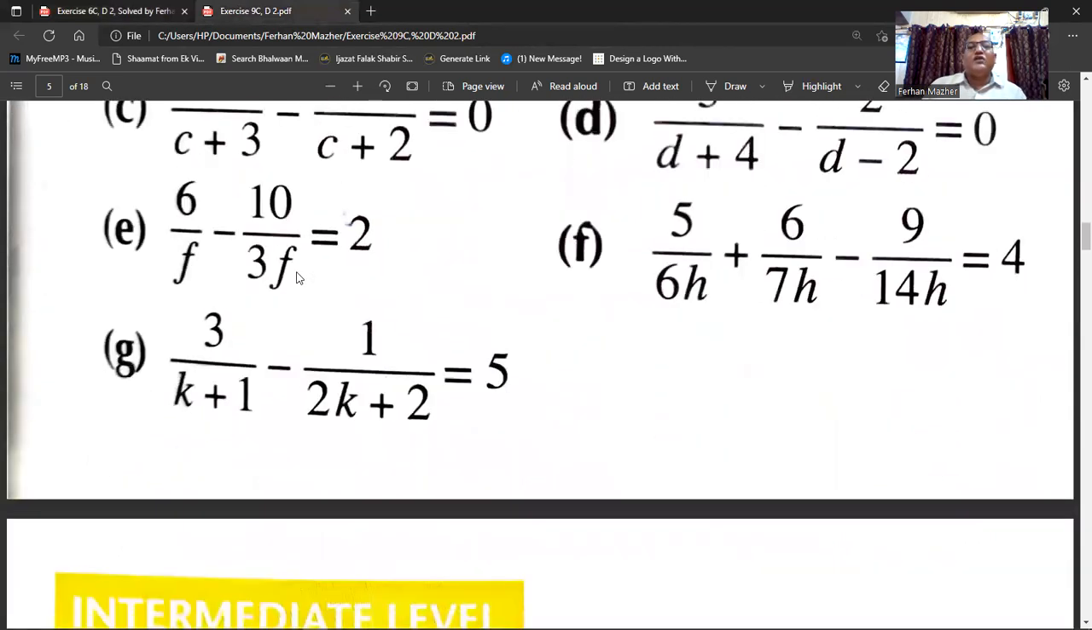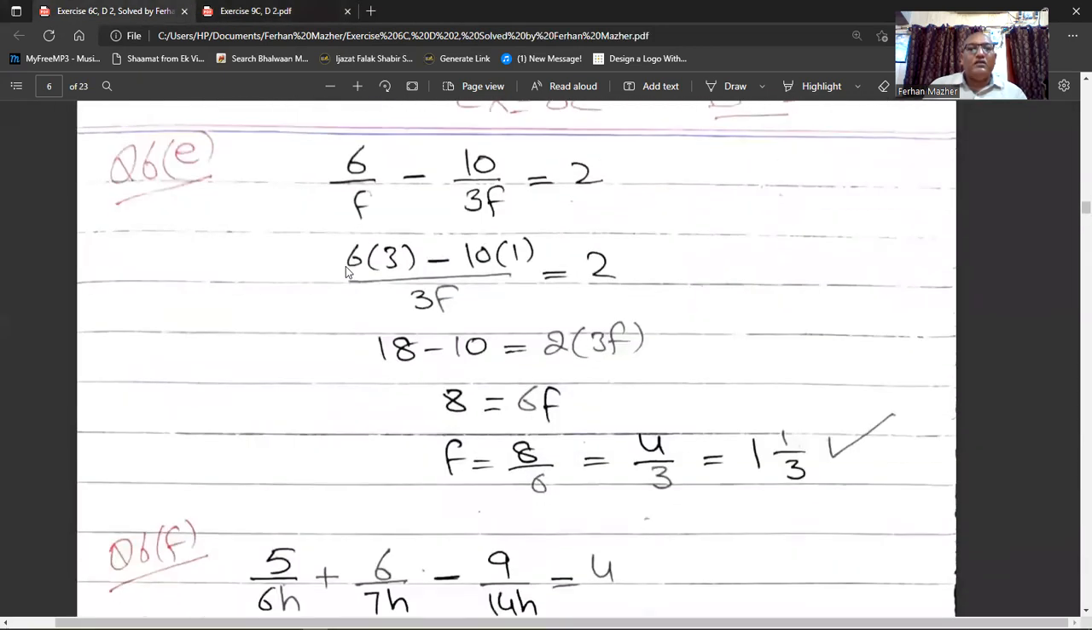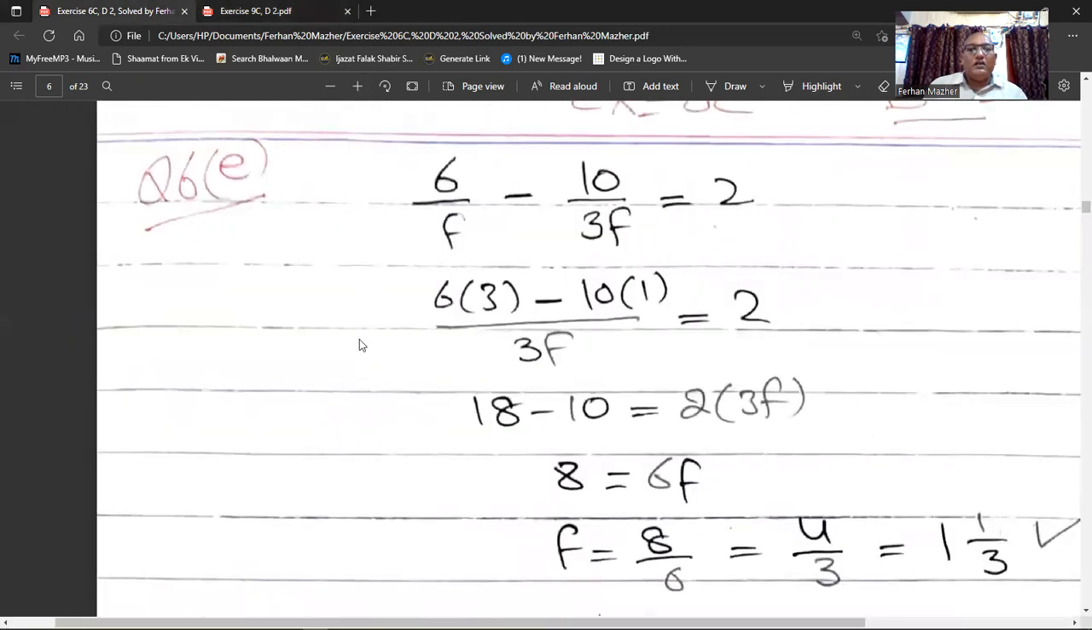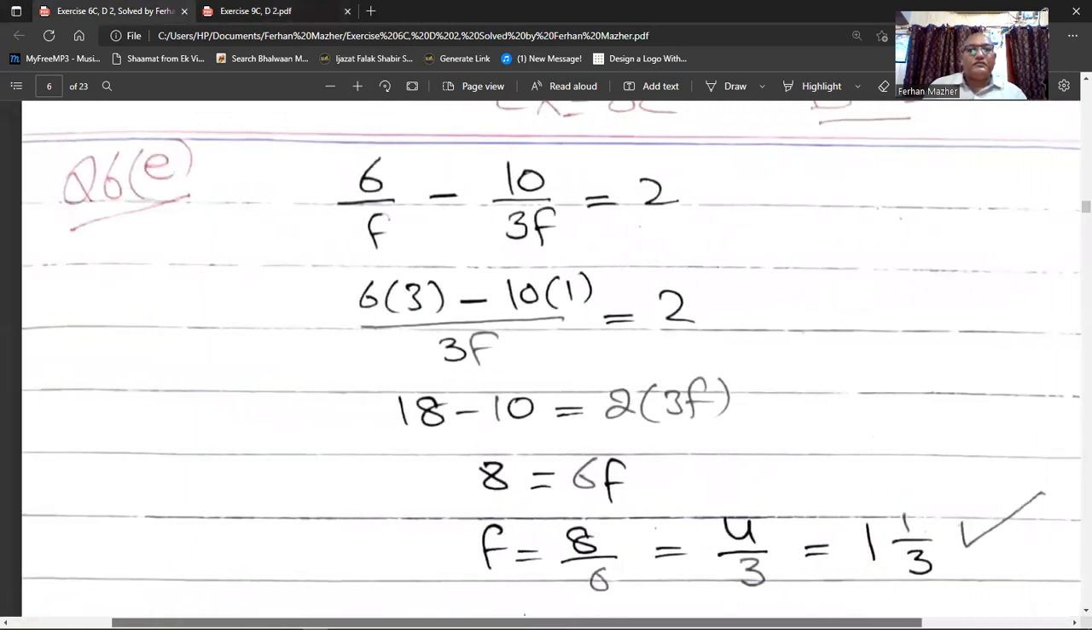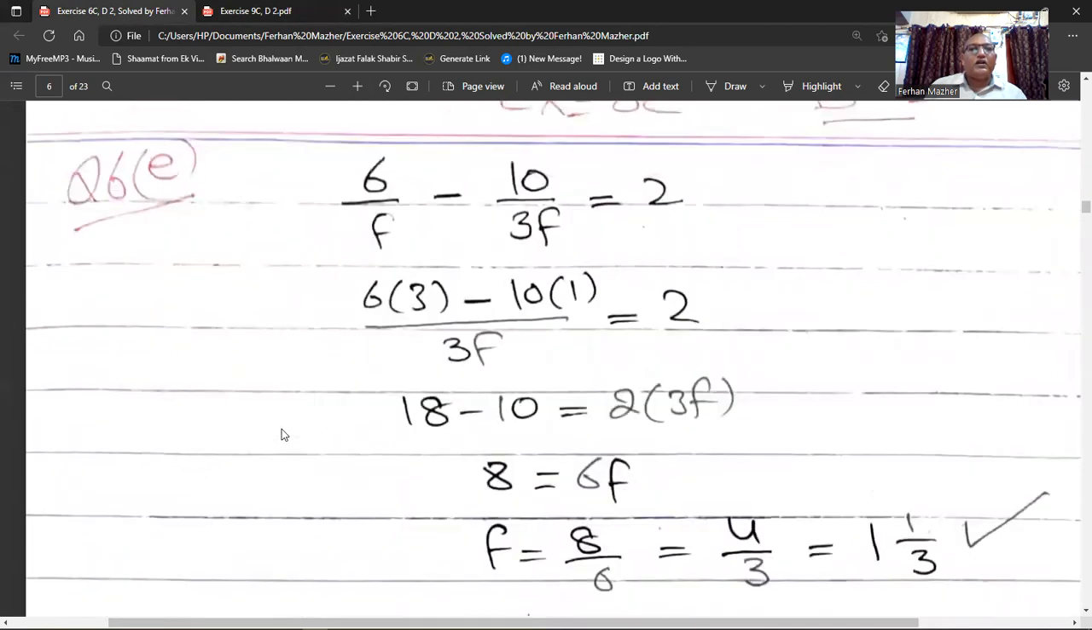Okay, now we are on the E part. It is 6 divided by f minus 10 divided by 3f equals 2. The denominator here is f, and here the denominator is 3f. These are the two fractions with a negative sign between them, so I will take their LCM. The LCM will be 3f.